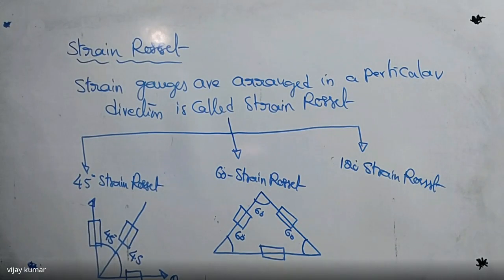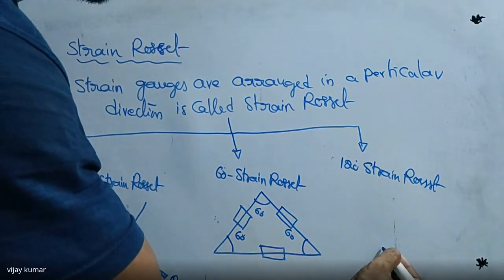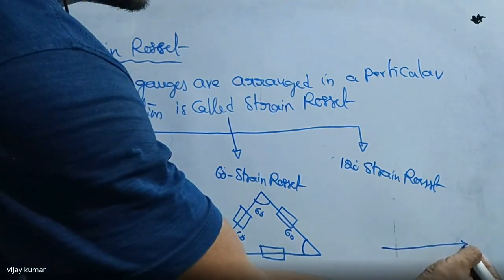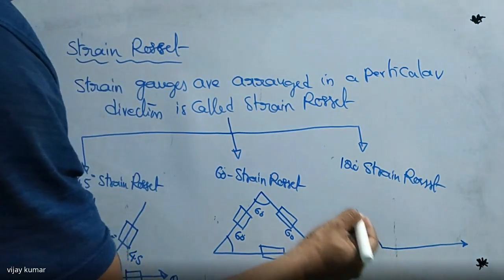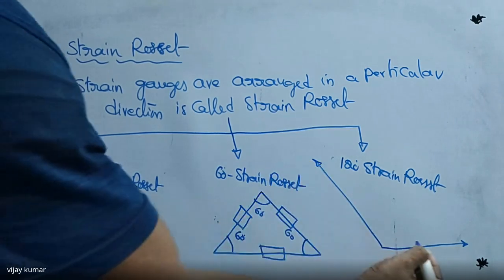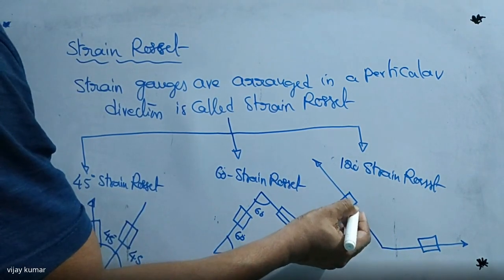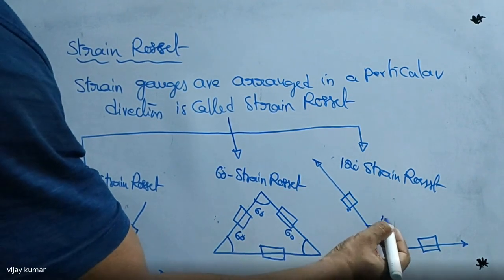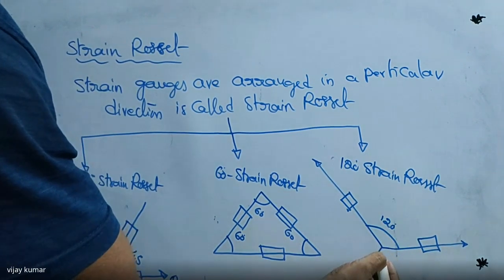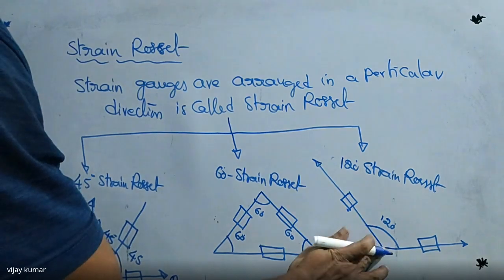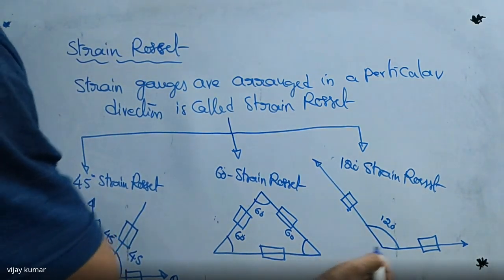Okay. All right. So here, last one is nothing but 120 degrees. This one is nothing but 0 degrees strain gauge. And this one is nothing but 120 degrees strain gauge here. This angle is 120. And next one is also equal to how much? Yes.